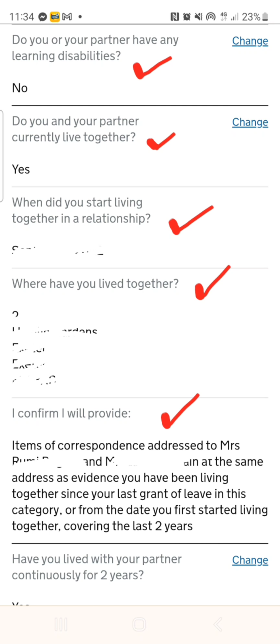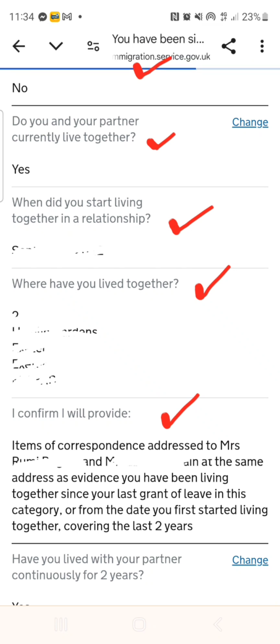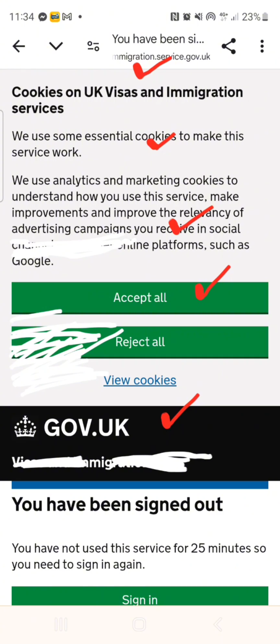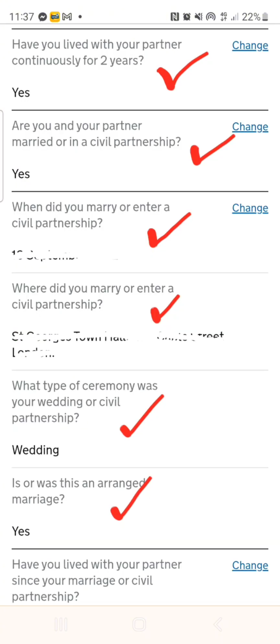What language do you and your partner speak together? When did you start living together in a relationship? The date. Where have you lived together? Does either of you have any learning disabilities? Details. I confirm I'll provide the corresponding address for the partner. Sorry, little pause. Have you lived with your partner continuously for 2 years?